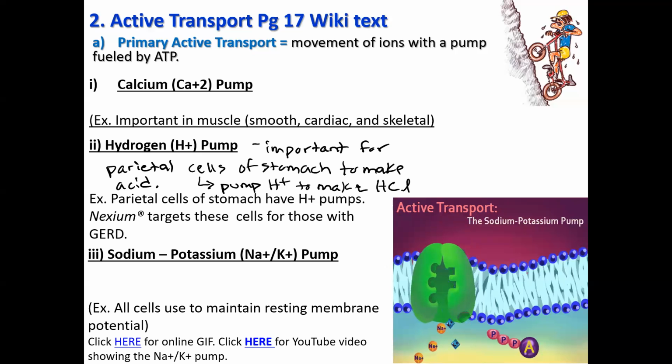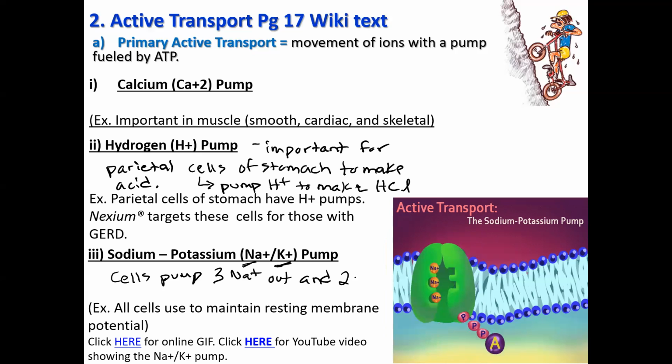The last pump that I'm going to discuss is the sodium-potassium pump. Of course, the sodium symbol is Na and the potassium symbol is K. I forget the Latin that it comes from. So what happens is your cells pump 3 sodium out and 2 potassium into the cell. So here's the ratio. Sodium, the cells are, be very careful.